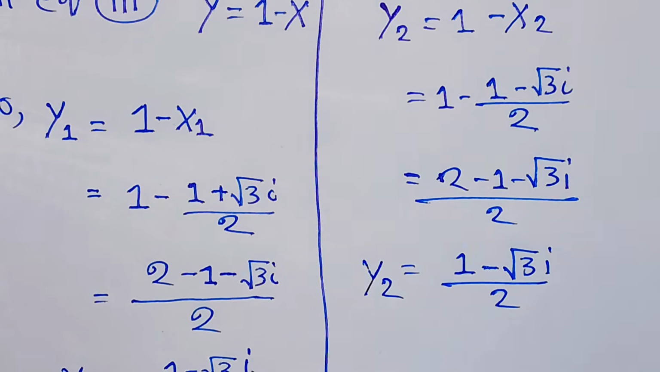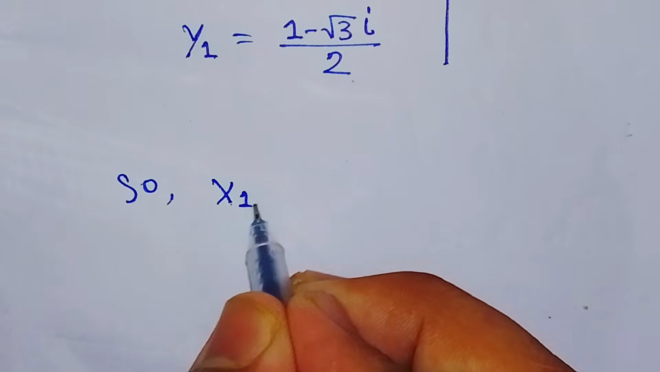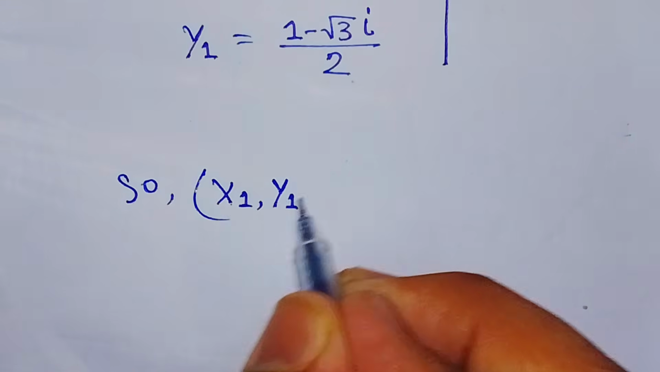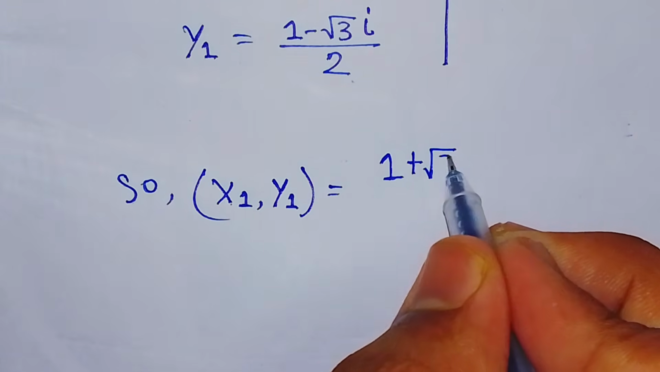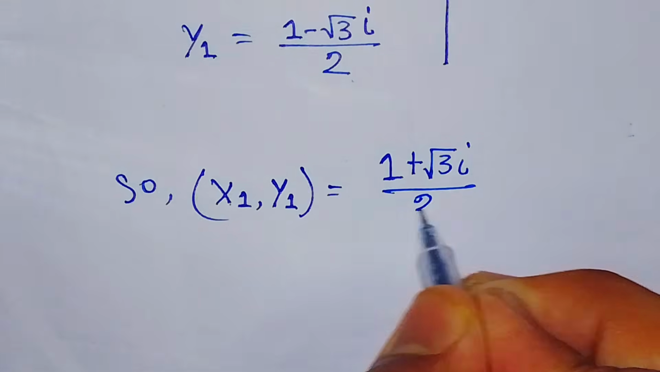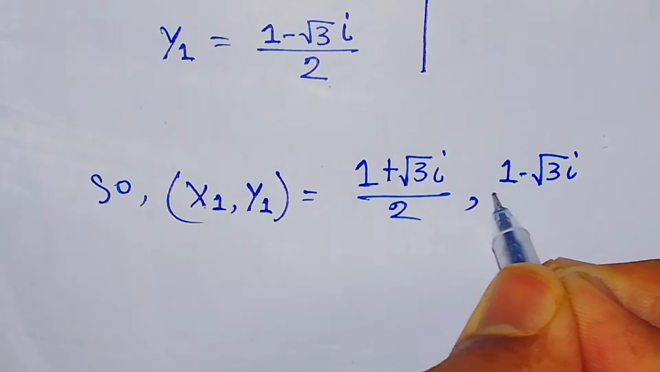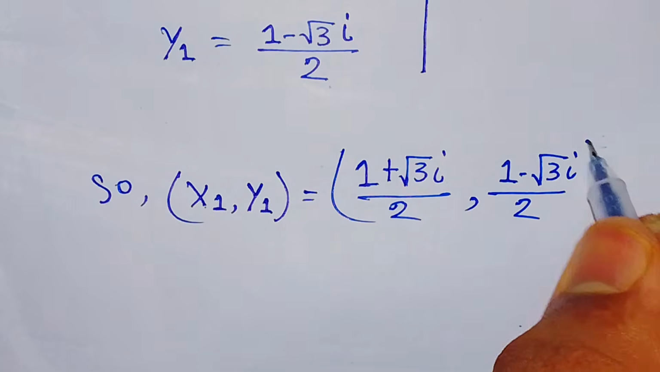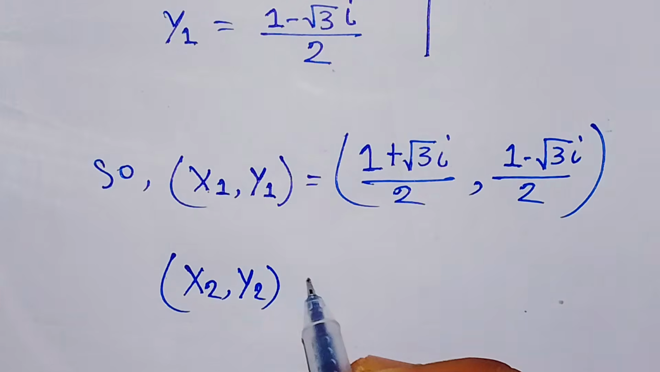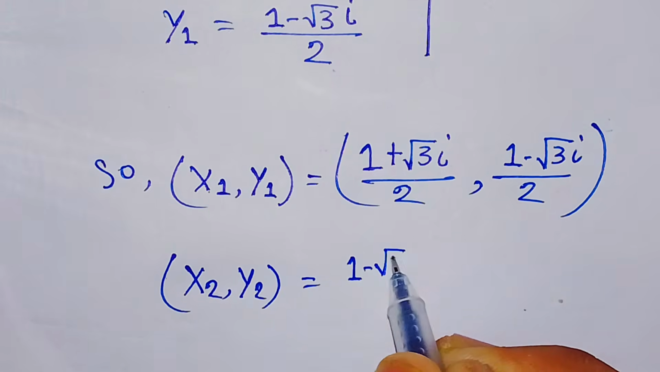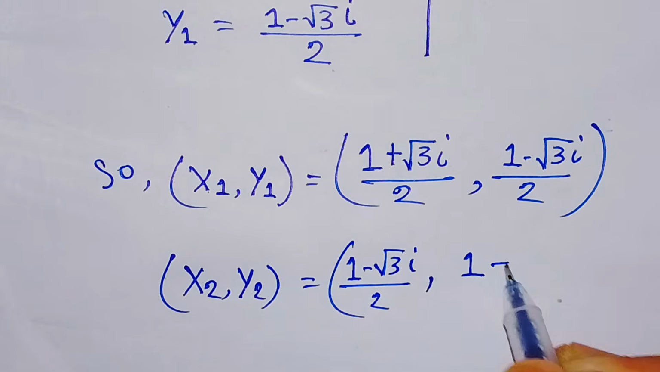So guys, we get our real answer and solution. (x1, y1) will be ((1 + √3 i) / 2, (1 - √3 i) / 2). And on the other hand, (x2, y2) will be ((1 - √3 i) / 2, (1 + √3 i) / 2).